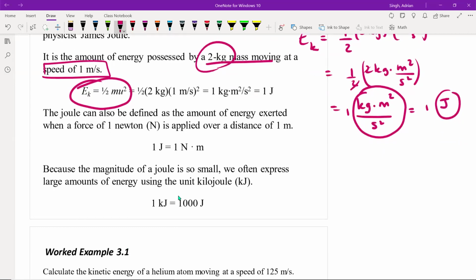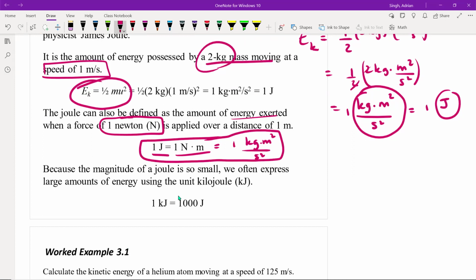We can also define a joule as the amount of energy exerted when a force of 1 Newton, abbreviated uppercase N, is applied over a distance of 1 meter. So 1 joule is the same as 1 Newton meter, which is the same as 1 kilogram meter squared per second squared. All of these refer to the same amount of energy. Because the joule is so small, we often use a larger unit, for example a kilojoule, symbol small k, big J. Kilo of anything means 1,000 of that thing. This is a metric conversion. You should know all your metric prefixes we talked about in weeks 1 and 2.